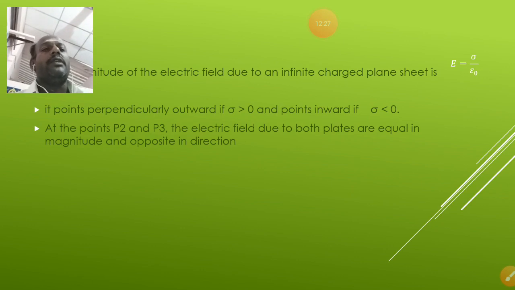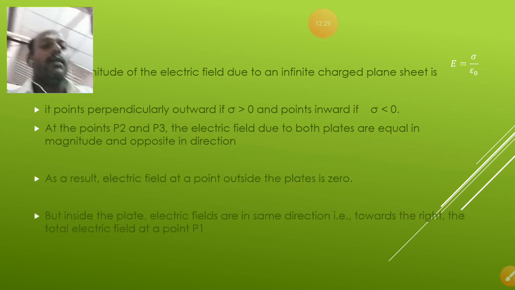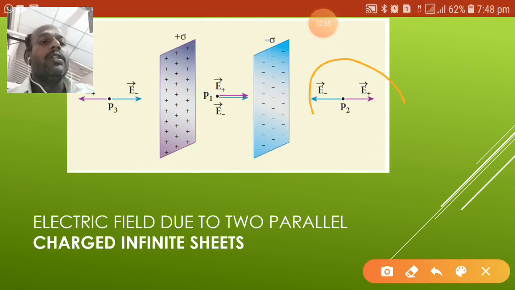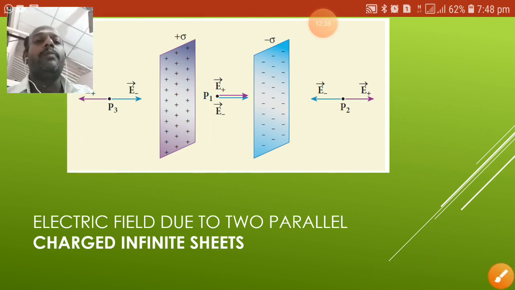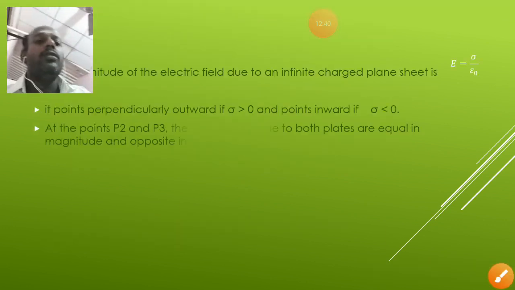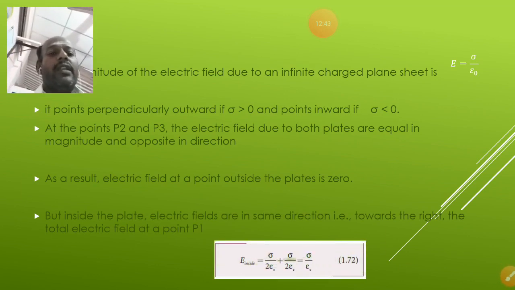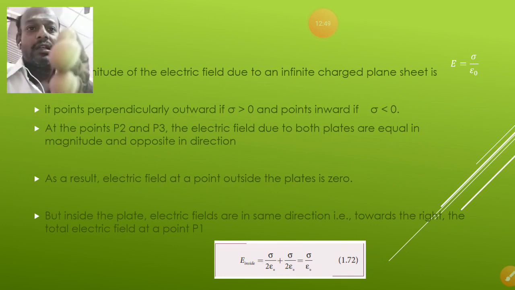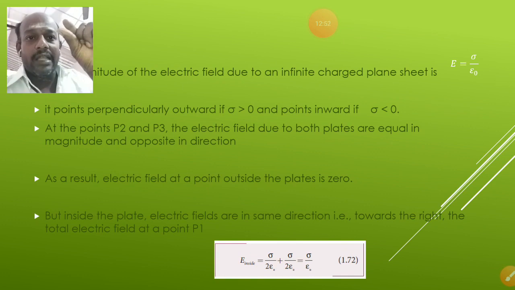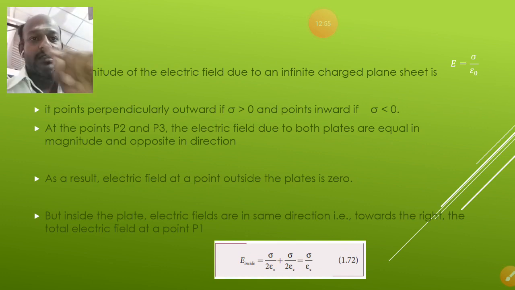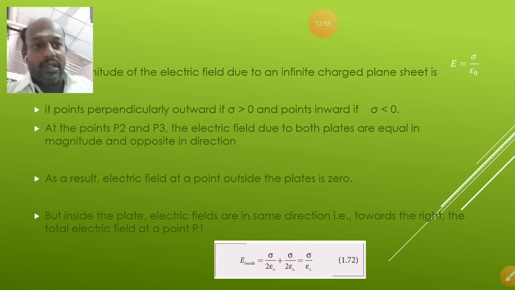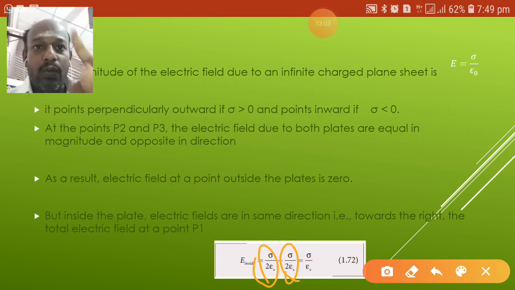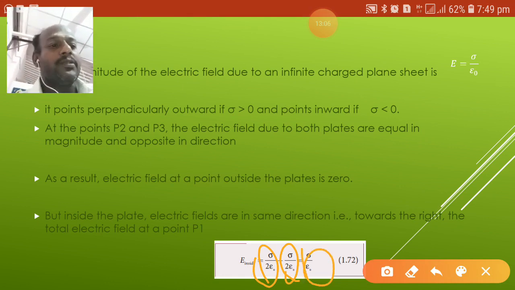At the points P2 and P3, look here in the diagram. I already told you P2 and P3 are located outside, so there won't be any electric field. Finally, the total electric field in between the plates, because each plate will contribute some electric field. In the previous session we discussed that E is equal to sigma by 2 epsilon naught. So sigma by 2 epsilon naught plus sigma by 2 epsilon naught, 1 by 2 plus 1 by 2 is equal to 1. So finally I will get sigma by epsilon naught.